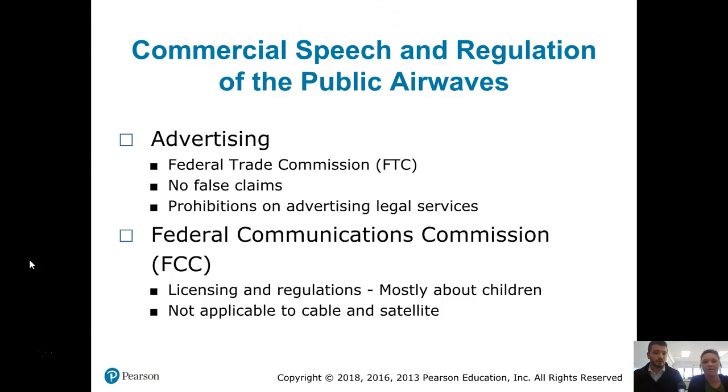All right. Commercial speech and regulating of the public airwaves. We've learned about the FTC before, with bureaucracy. But what does it look like when it comes to advertising? The FTC prohibits certain things from being seen by the public on the airwaves, whether it's the television, the radio, whatever it might be.